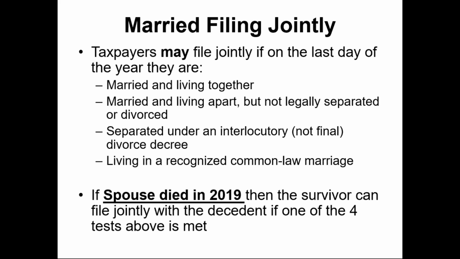The first one would have to be filed separately, and the insurance company is probably going to have some questions about the result of that death. But that's what we're taking a look at here. Married filing jointly is an election by both parties. If they're married, they can file together.